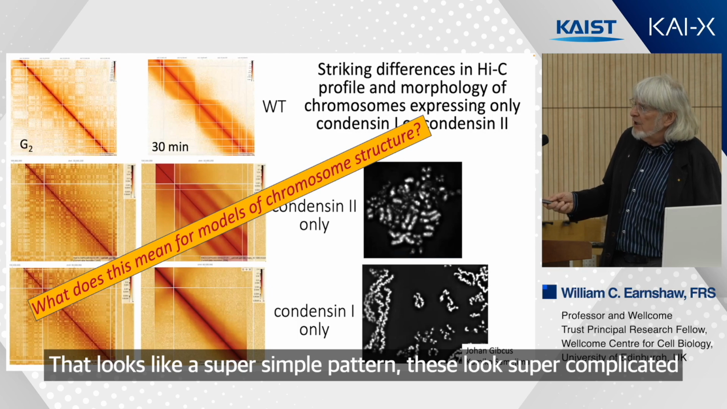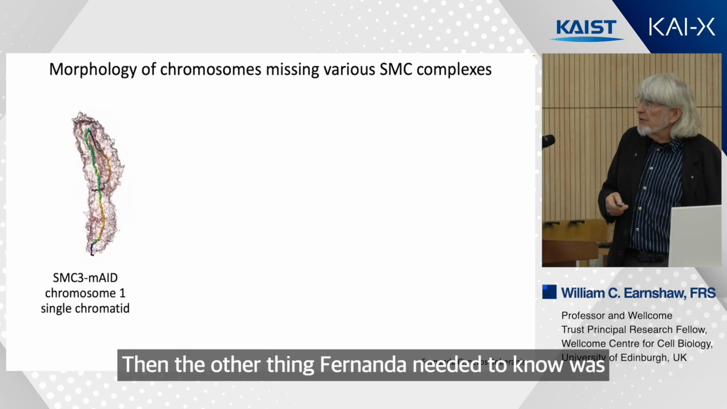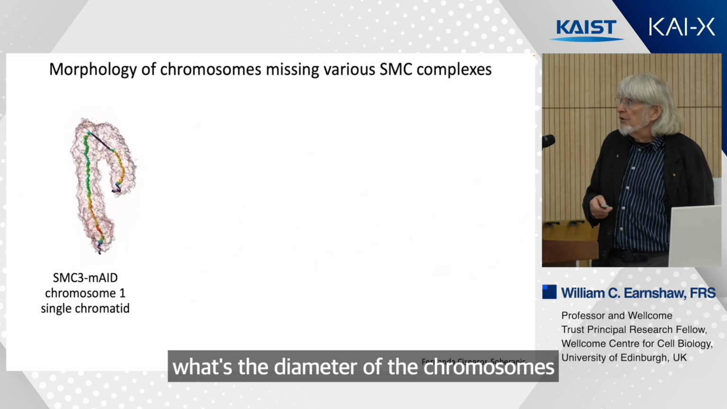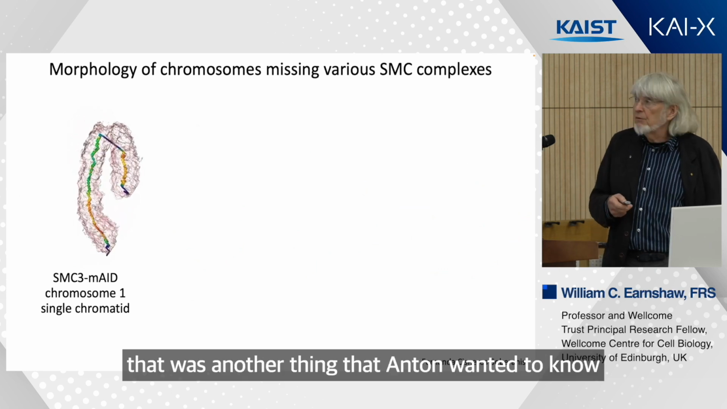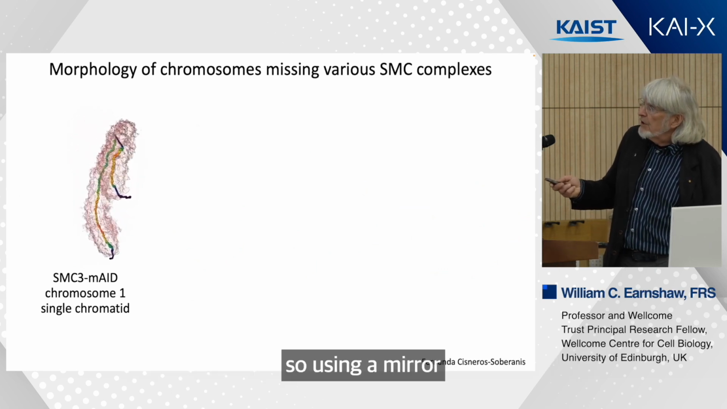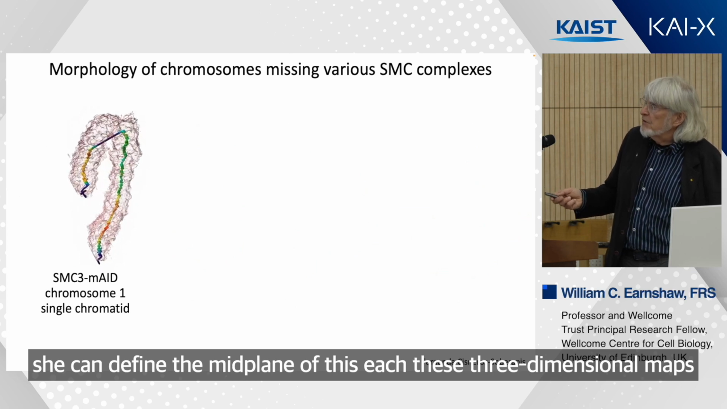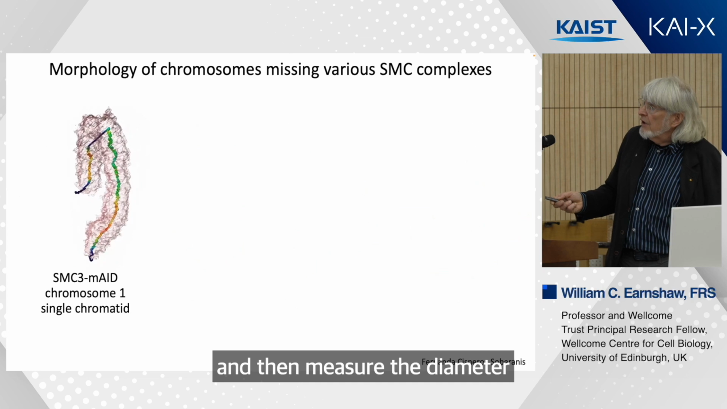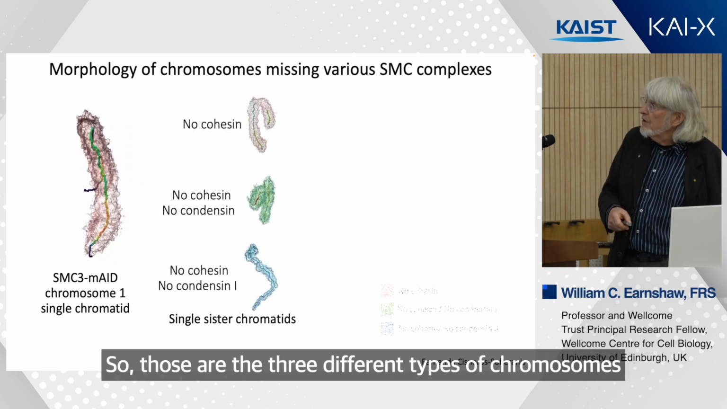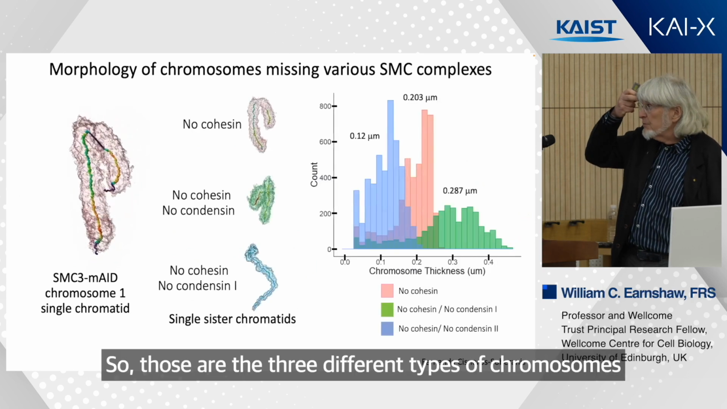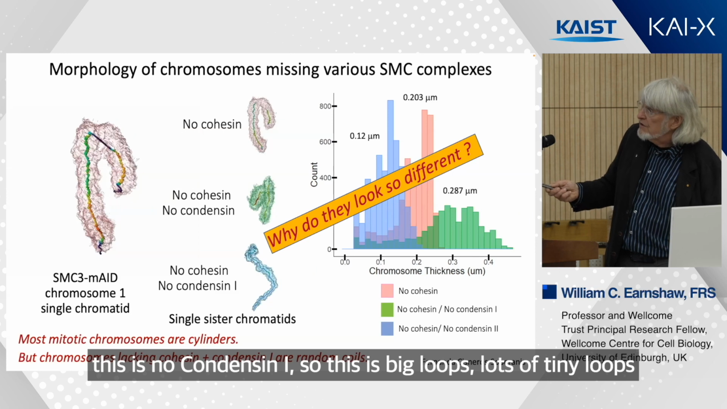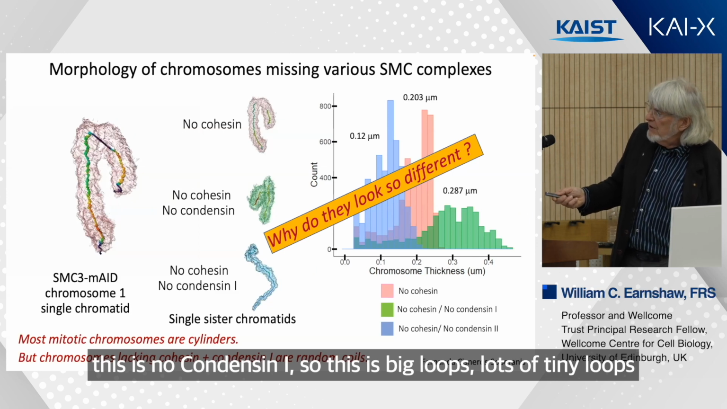These look super complicated. Then the other thing Fernanda needed to know was what's the diameter of the chromosomes. That was another thing that Anton wanted to know. So using Imaris, she can define the midplane of each of these three-dimensional maps, and then measure the diameter. So those are the three different types of chromosomes. This is no condensin 1. So this is big loops, lots of tiny loops.